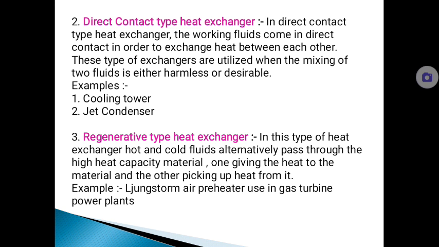Then the next type is the regenerative type of heat exchanger. Here in this type of heat exchanger, hot and cold fluids are alternately passed through high heat capacity materials. One gives heat to the material and the other picks up the heat from it. For example, the air preheater used in gas turbine power plants is an example of a regenerative type of heat exchanger. Regeneration means heat is given from the hot fluid to the high heat capacity material, which is then given to the cold fluid.